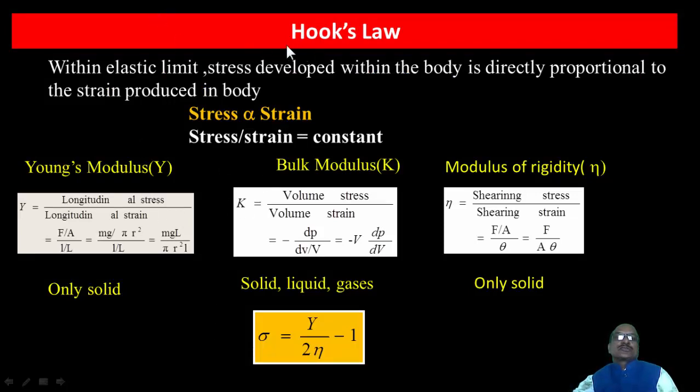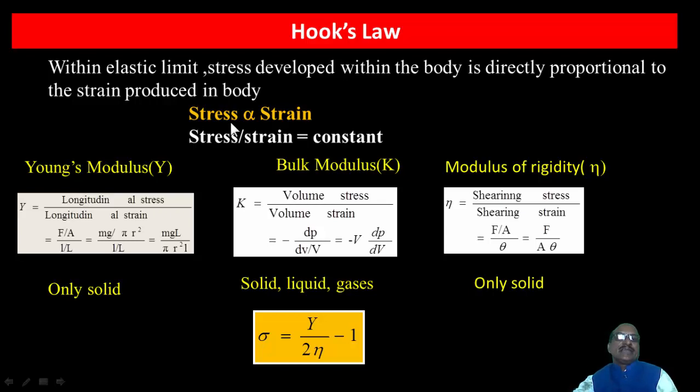Now consider Hooke's law. The statement for Hooke's law is: within elastic limit, the stress developed within the body is directly proportional to the strain produced in the material body. Or we write this as stress is proportional to strain, or stress upon strain is equal to a constant.